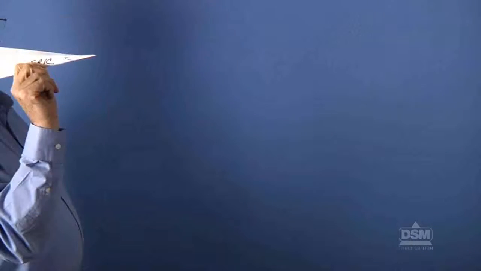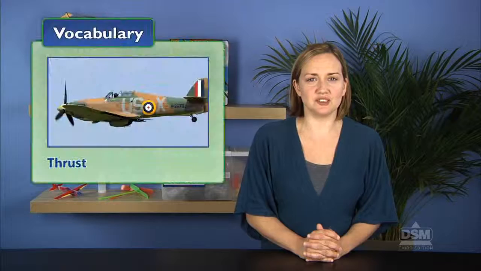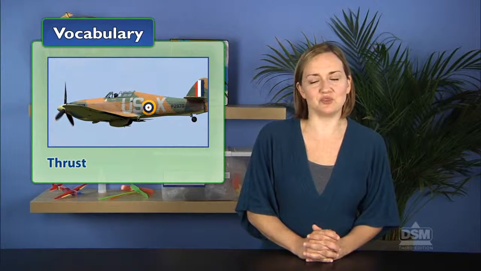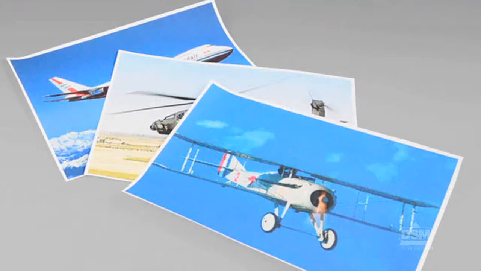Remind them that their arms provided the power to launch the planes. Explain most airplanes have fuel-burning engines that provide thrust, the power that propels the aircraft through the air. Distribute the pictures of airplanes for students to examine again.